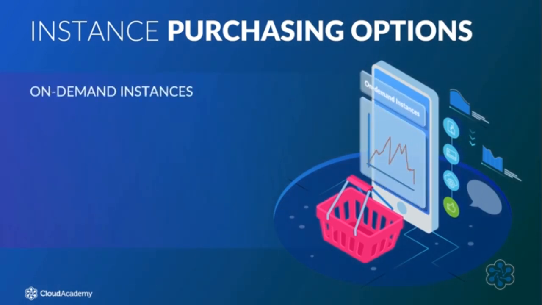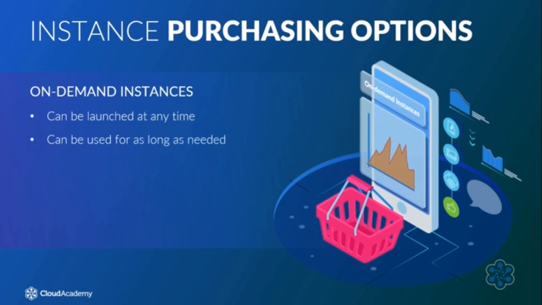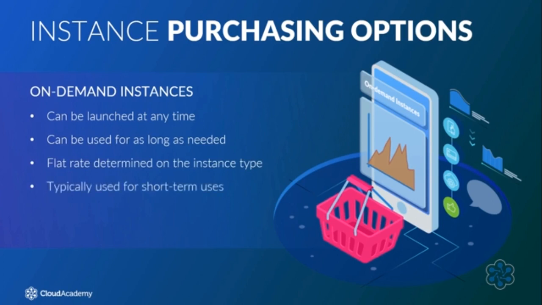Starting with on-demand instances. These are EC2 instances that you can launch at any time and have provisioned and available to you within minutes. You can use this instance for as short a time or for as long as you need before terminating the instance. These instances have a flat rate, determined by the instance type selected, and are paid by the second. On-demand instances are typically used for short-term uses where workloads can be irregular and where the workload can't be interrupted. Many users of AWS use on-demand instances within their testing and development environments. And when you stop or terminate your on-demand instance, you will stop paying for the compute resource.